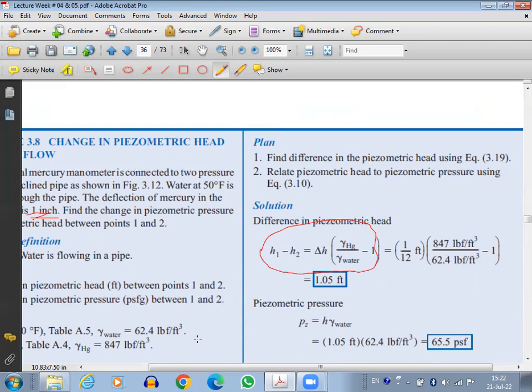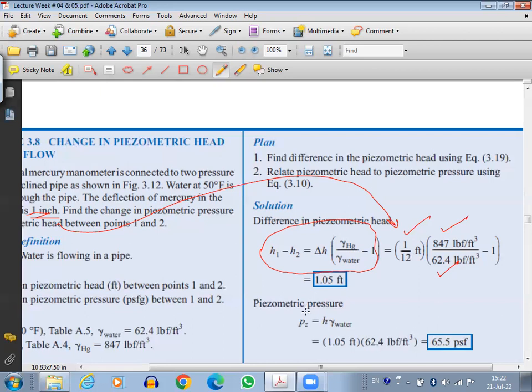Definitely. Then the diagram will be good. Okay, so here del H is known, given in the question. It's 1 inch. That's why I converted into feet. Then we have gamma Hg and gamma of water, which will be provided to you, nothing else in here. Substitute the values, you're going to get that difference in the piezometric head.